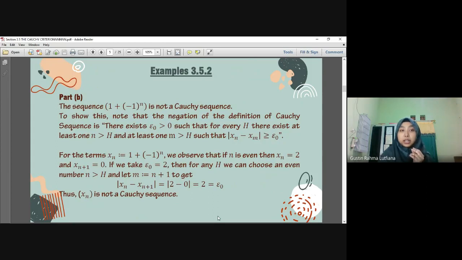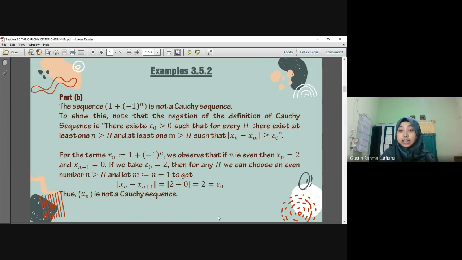And for part B, the sequence (1 + (-1)^n) is not a Cauchy sequence. Here's the proof. To show this, note that the negation of the definition of a Cauchy sequence is: there exists epsilon 0 greater than 0 such that for every H, there exists at least one n greater than H and at least one m greater than H such that the absolute value of xn minus xm is greater than or equal to epsilon 0.